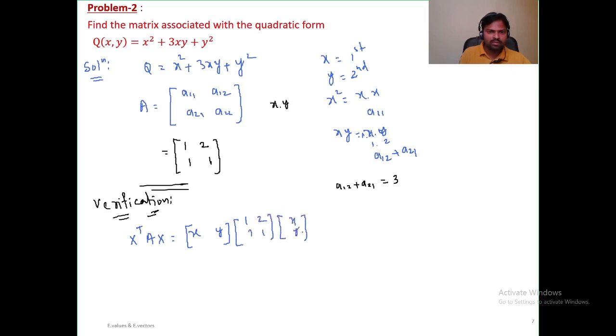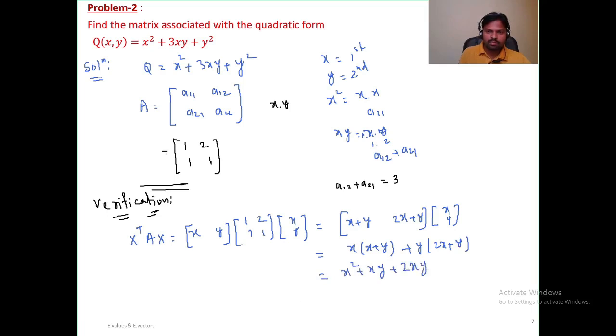Let us multiply now. The row vector [x y] times the matrix gives [x + y, 2x + y]. So this is a 1 by 2 matrix times the column [x; y], one more multiplication: x into (x + y) plus y into (2x + y). So this will be x square plus xy plus 2xy plus y square, which is x square plus 3xy plus y square.